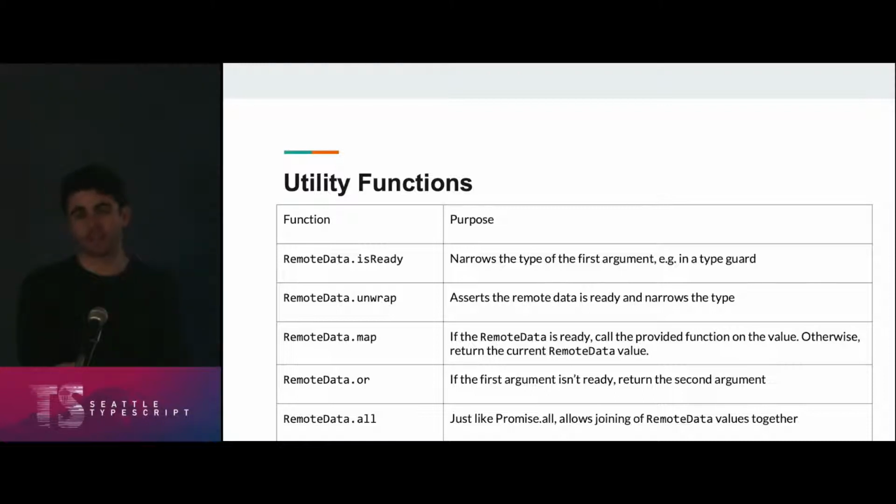RemoteData.unwrap basically says, hey, either you're ready or we're crashing. Which is useful if you know that the thing is ready at that point. You just need to tell the compiler to get out of the way. Then we have some transformation functions and some composition functions. There's about 12 or 13 of these in the actual package that you can use to stitch together RemoteDatas.